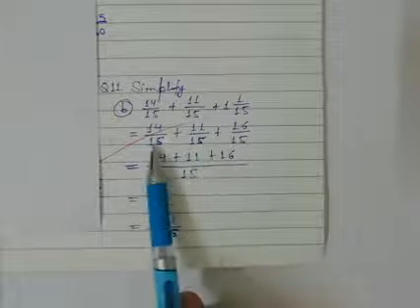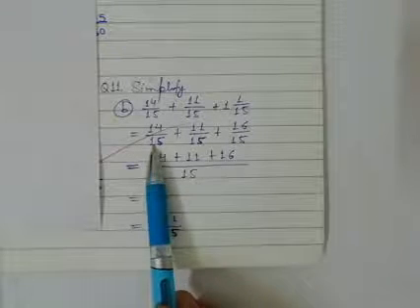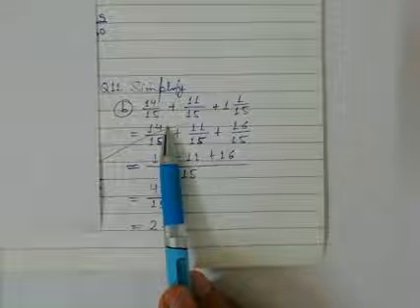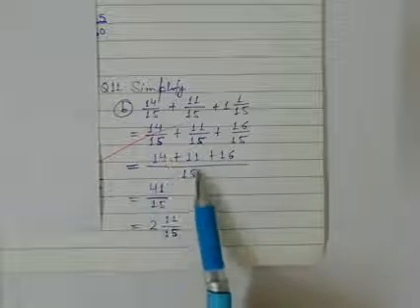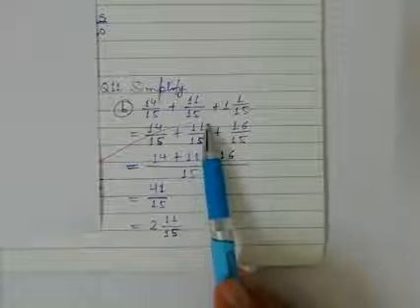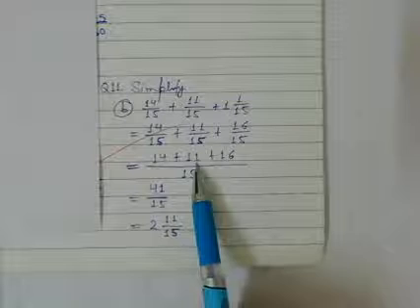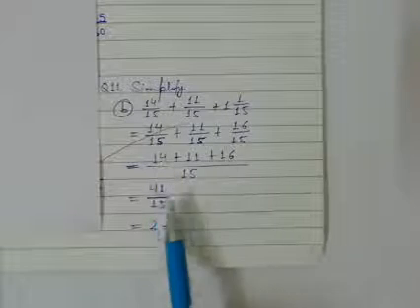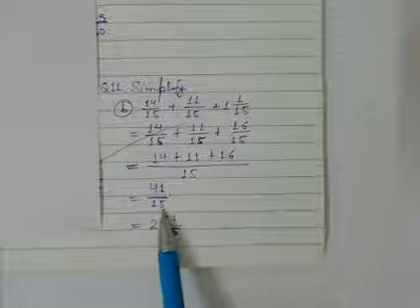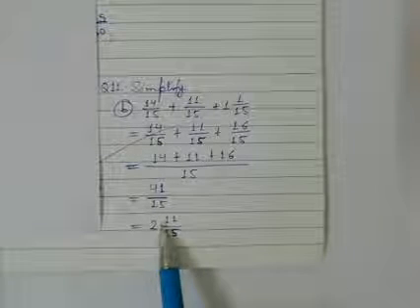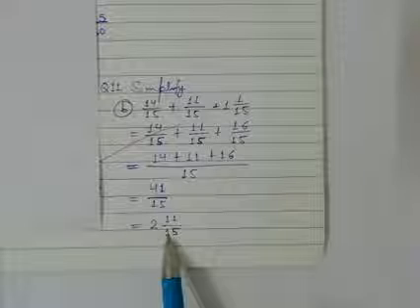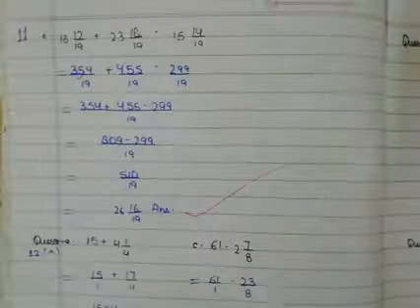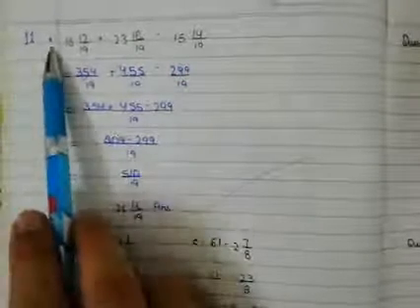The reason is that this 15 divided by 15 is 1, and we multiply 1 in 14 here. So 14 ones are 14. This 15 divided by 15 is 1. So 1 multiplied here, 11 ones are 11. Same here. Okay. Now add all these 14, 11 and 16. It gives 41 upon 15. Now convert this into a mixed fraction. Okay. Now just see.